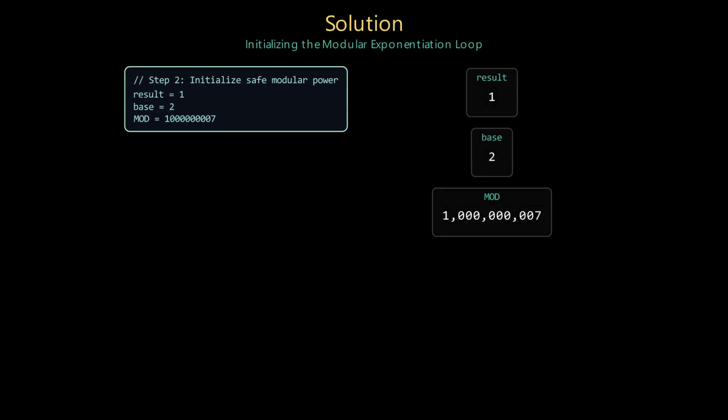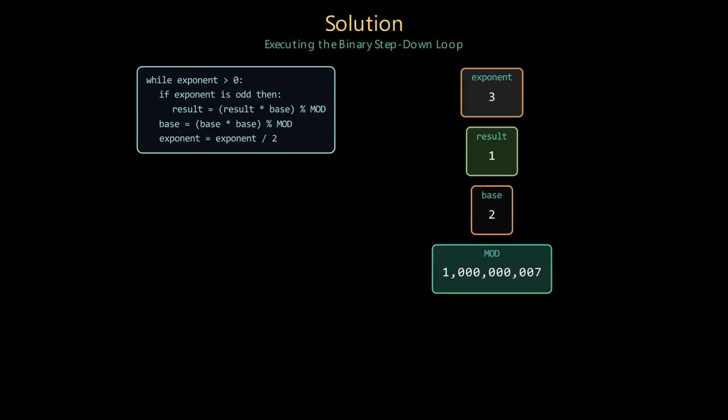To calculate this safely without overflow or precision loss, we must implement direct modular exponentiation. We initialize our running result to 1, set our base to 2, and hardcode our prime modulo. We process the exponent using binary exponentiation. In each iteration of our loop, if our remaining exponent is odd, we multiply our base into our result and immediately apply the modulo. Then, we square our base, apply the modulo again to keep the number bounded inside memory, and cut our exponent in half.